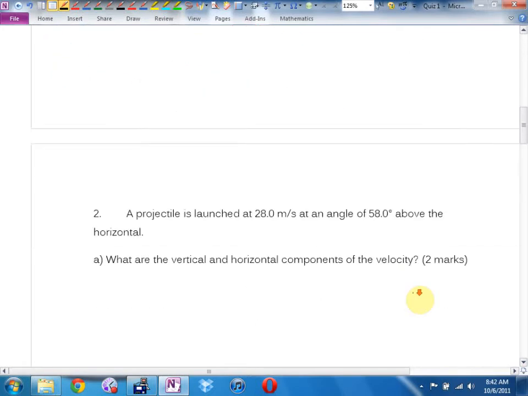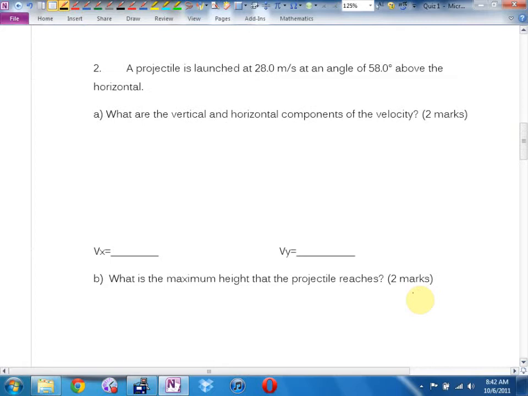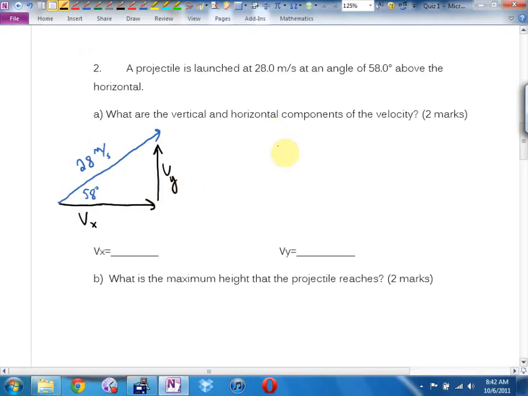Next page. Oh, now we're being launched at an angle. Draw a little picture. 28 meters per second, 58 degrees. And they want me to find Vx. And they want me to find Vy. Well, that's opposite, that's adjacent, that's hypotenuse.